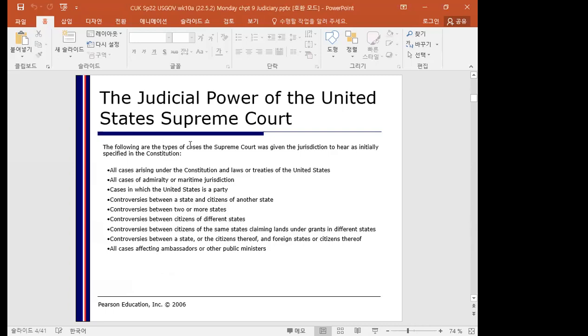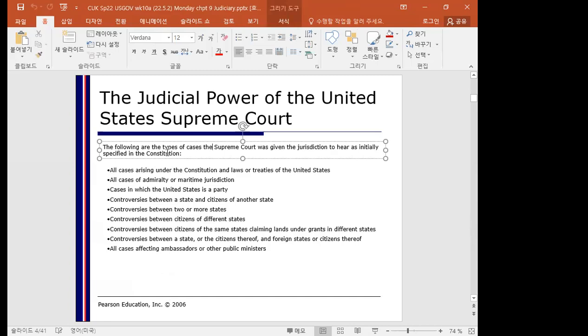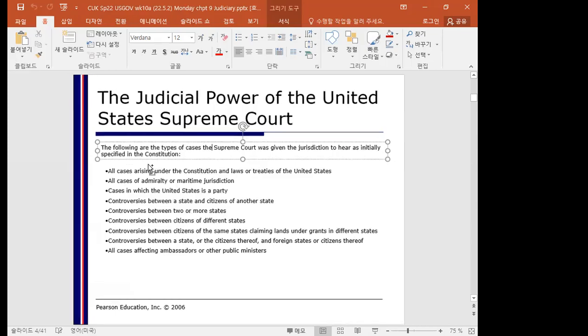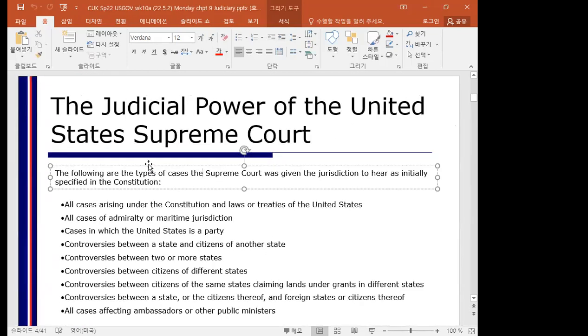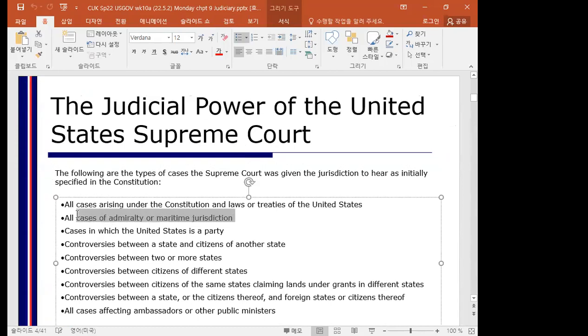The following are the types of cases the Supreme Court has been given jurisdiction to hear, as initially specified in the U.S. Constitution, according to Article 3. So this is laid out in the Constitution. All cases arising under constitutional laws and treaties of the United States, all cases of admiralty or maritime jurisdiction, of course, trade, commerce, state commerce through the oceans was an important part of national government.